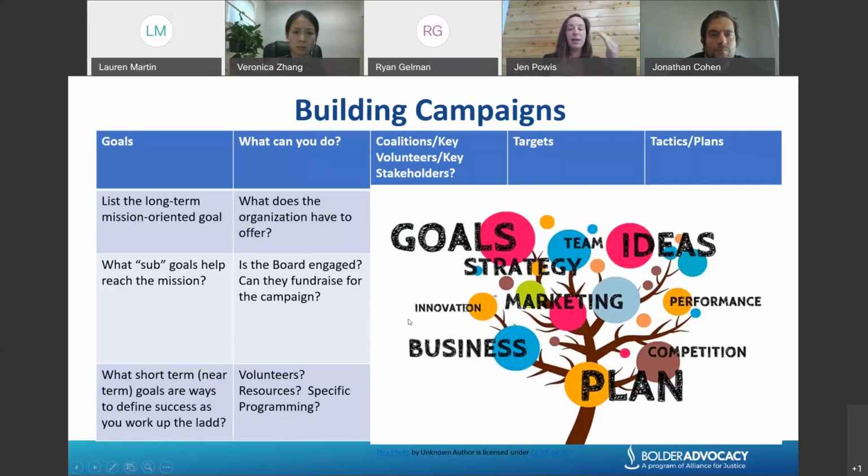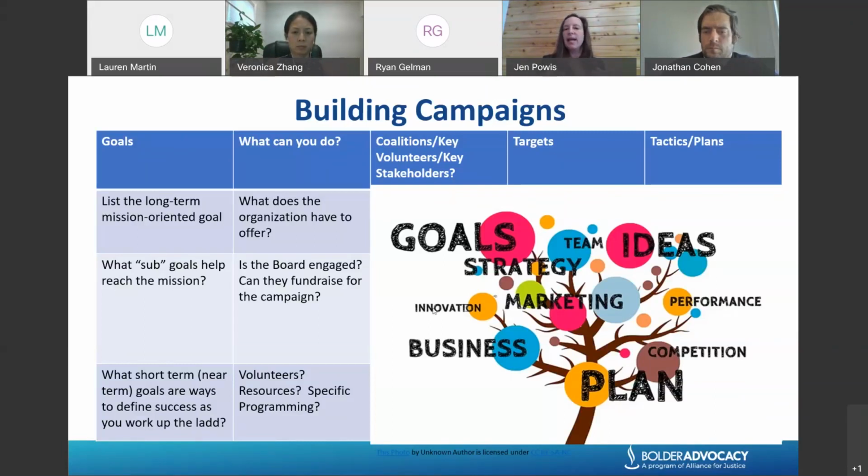So then once you've kind of delineated those goals, you go to, well, what can we do? What does the organization itself have to offer? Are we a small organization with very limited staff time? Do we have a large client list? Do we have a bunch of volunteers?